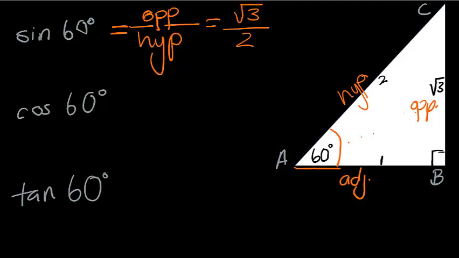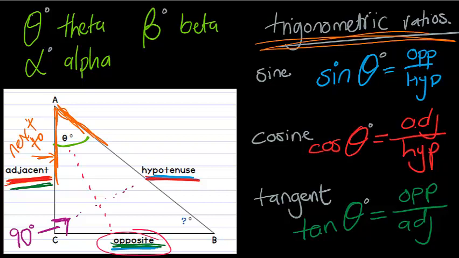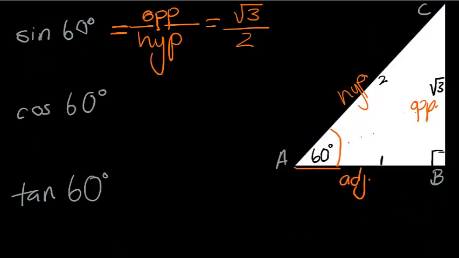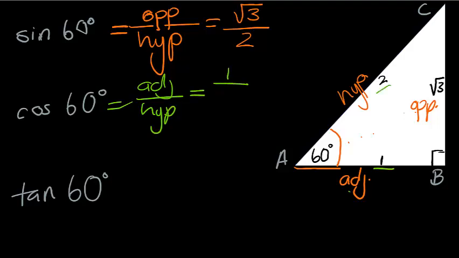Cos or cosine of 60 degrees. Cos is adjacent over hypotenuse, so cos is going to be adjacent, which is, let's first write it out, adjacent over hypotenuse, which is 1 over 2. So cos of 60 degrees is a half.